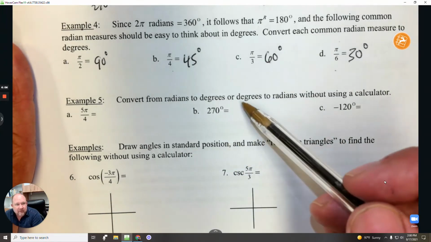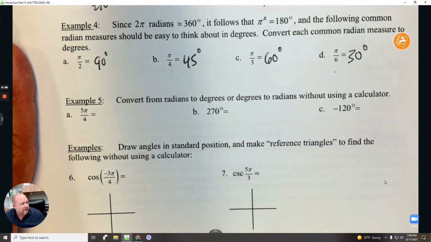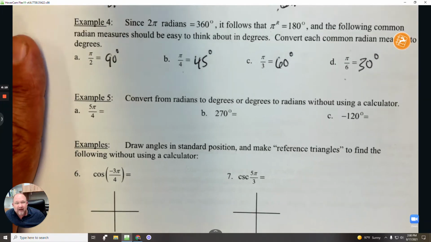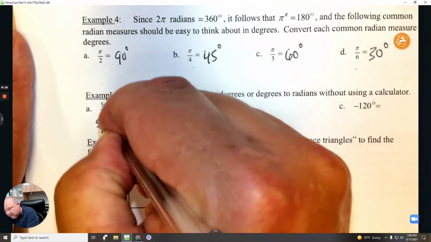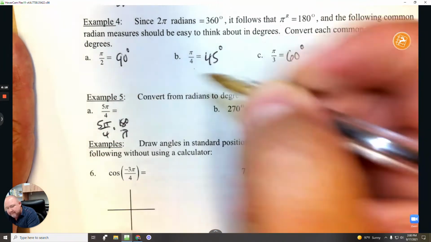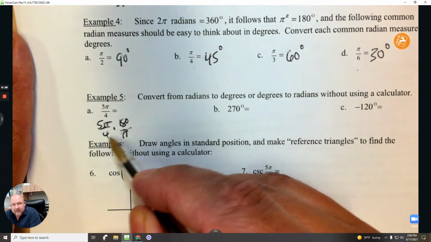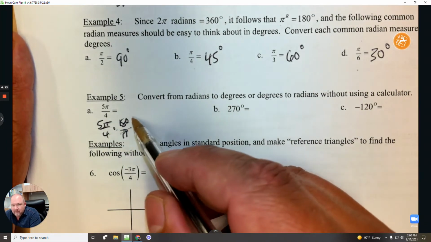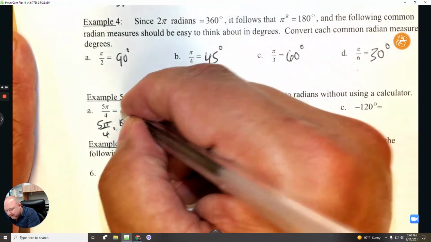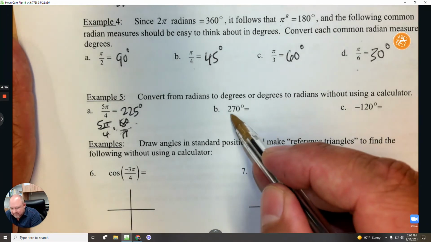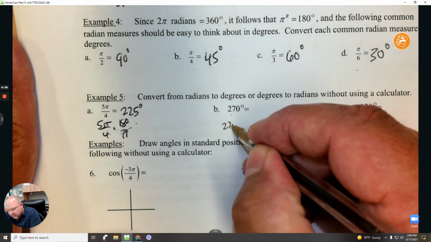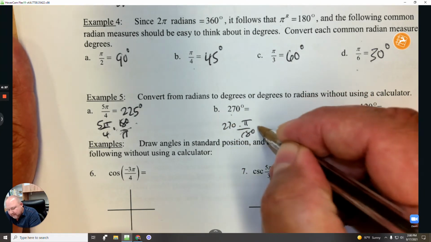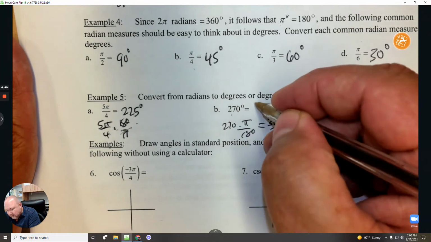Convert from radians to degrees or degrees to radians, whatever is given. So 5 pi over 4, we could do it the long way, which is to multiply it by 180 over pi. Pi's divide out. 4 goes into 180, 45 times, and 45 times 5 gives you 225. 270, that's at the bottom of the unit circle. So again, we can go 270 times pi over 180. That gives you 3 pi over 2.